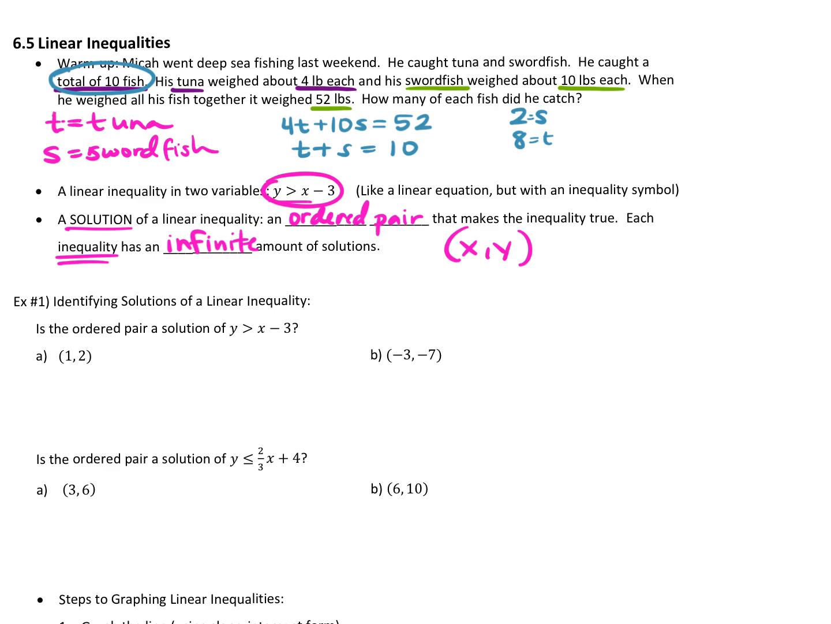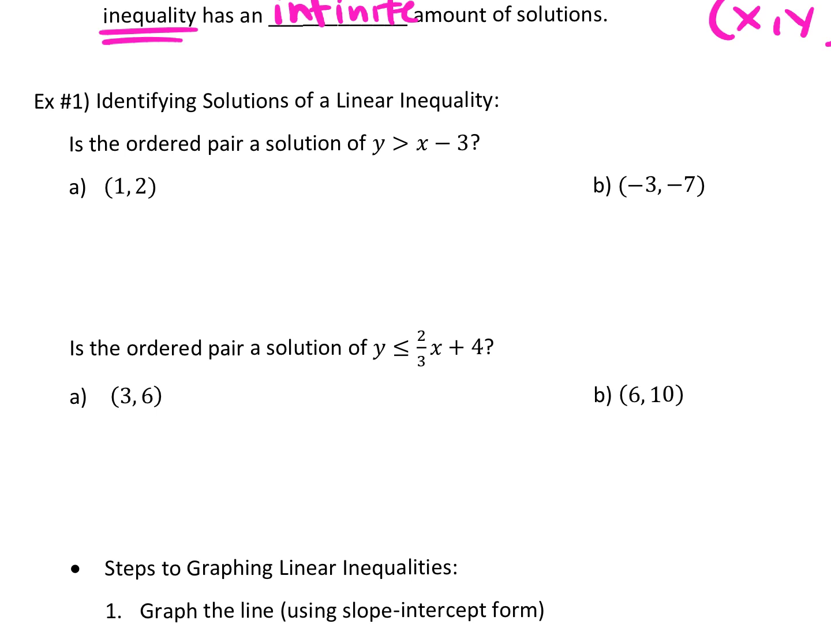So the first thing we're going to do, this is pretty straightforward. I think you could all do this without me even telling you what to do right now. It says, is the ordered pair a solution of y is greater than x minus 3? Can you tell me right now, what is x?